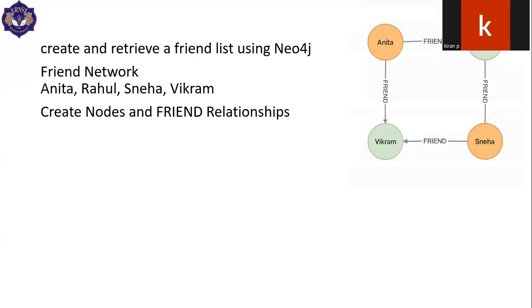So let us try to understand how to create some relationships. Let us assume that Anita, Rahul, Sneha and Vikram are friends. Let us understand how to create the nodes and create the relationship of friend.